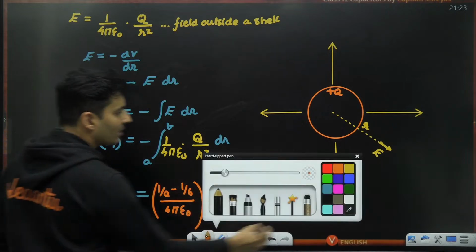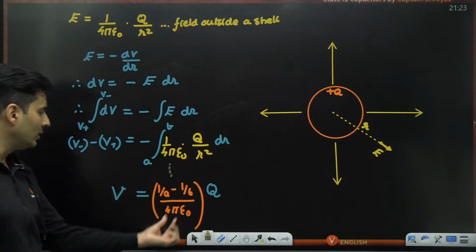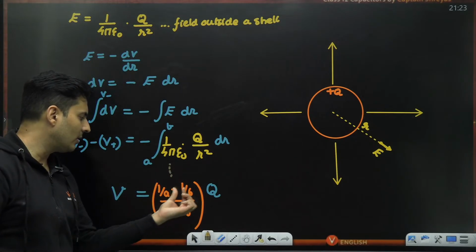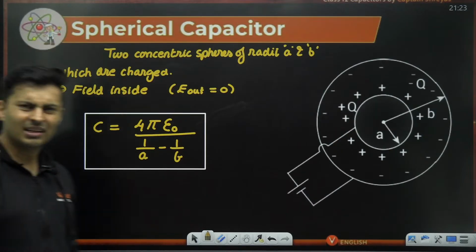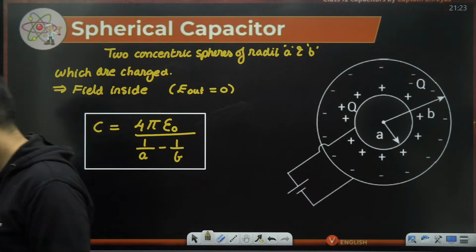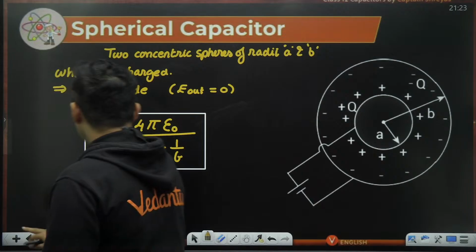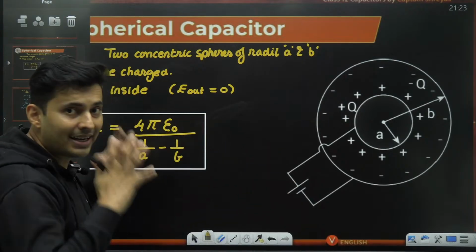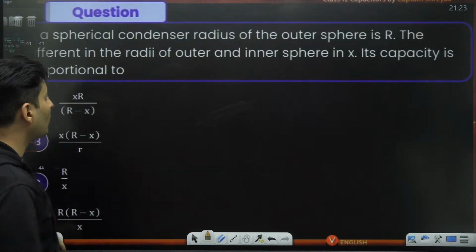So after solving this, Q is equal to C into V. So C is 4 pi epsilon naught 1 by A minus 1 by B after integration. Is this clear? That is how you get it. Yeah? Clear? Okay. Now, this is a spherical type of capacitor. Spherical type of capacitor, we can just see a question on it.